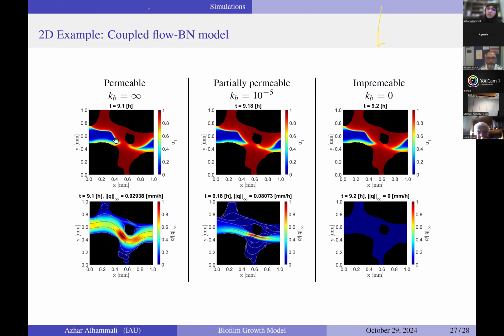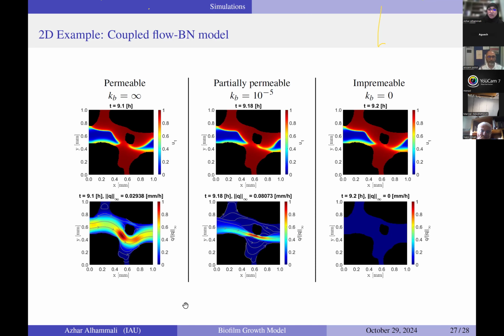We expect that since it's permeable, it allows the fluid to flow in it to transport the nutrients. So biofilm can consume the nutrient and grow faster than the other cases. Also, we see the effects of the permeability on the flow. As you see here, the flow stopped completely in this case, the impermeable case.